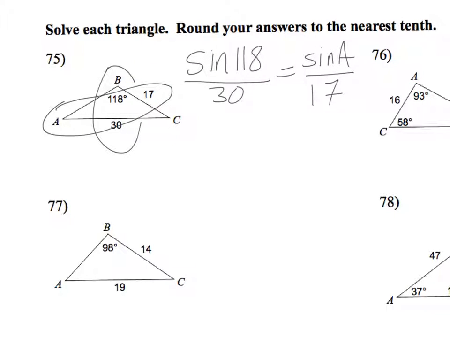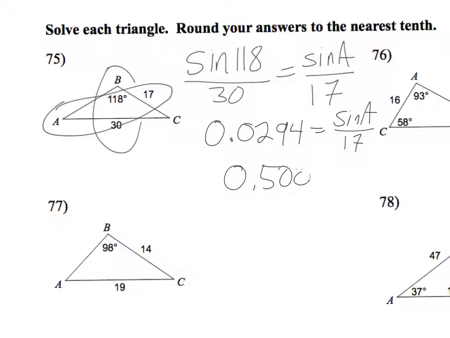Doing the math on the left, I get 0.0294, and that's equal to sine A over 17. Multiply both sides by 17, and I get 0.500 is equal to sine A. If you don't recognize that as a special right triangle, what you need to do is inverse sine of 0.5, and that should be equal to angle A. That's going to be 30 degrees.